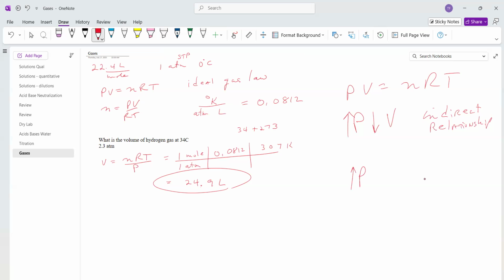Okay, let's look at PT. If pressure goes up, what must temperature do? Goes up. Pressure goes up, n goes up also. So everything is in direct relation except PV. They're indirectly related.